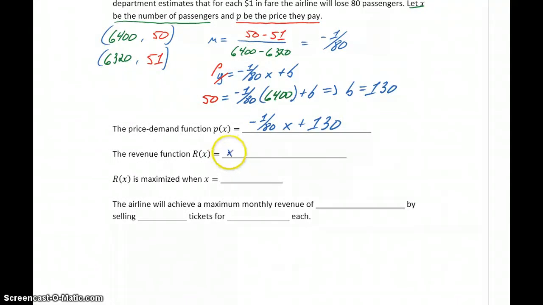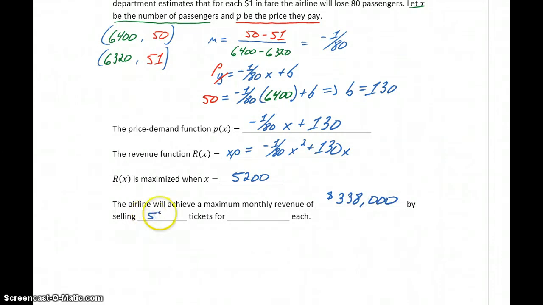From there, we want to find our revenue function, which is again just x times p. So we would get negative 1 over 80 x squared plus 130x. Using Wolfram Alpha, we could plug in this function, ask it to maximize it, which should give us a result of 5,200. So the airline will achieve a maximum monthly revenue of, in this case, it would be 338,000 by selling 5,200 tickets for $65 each.